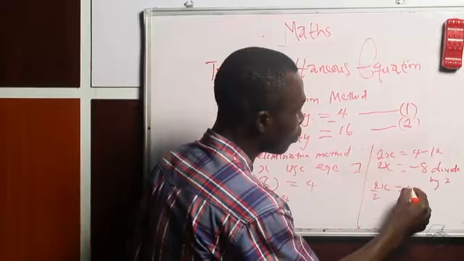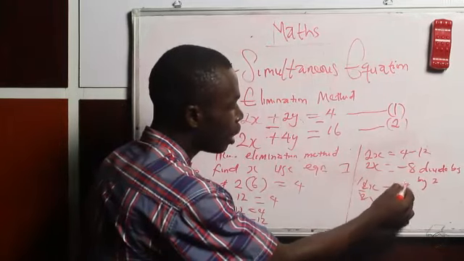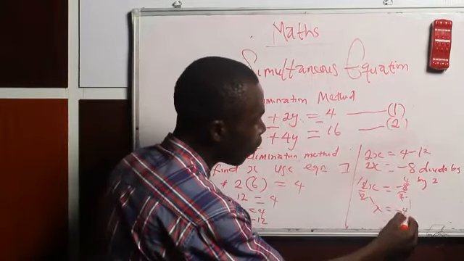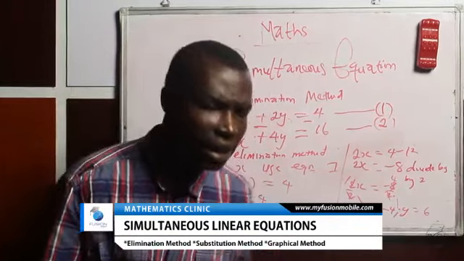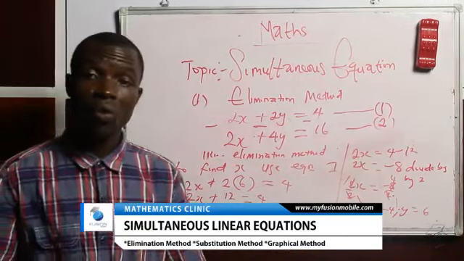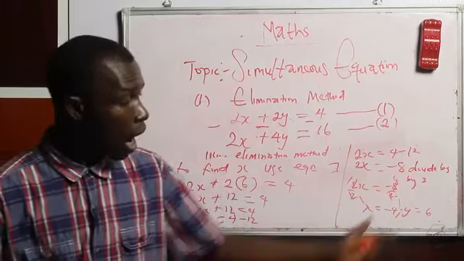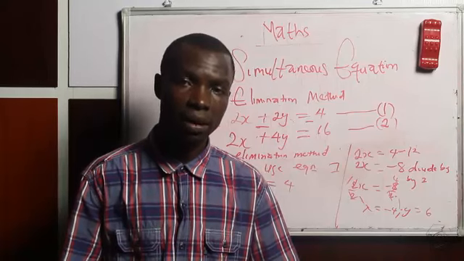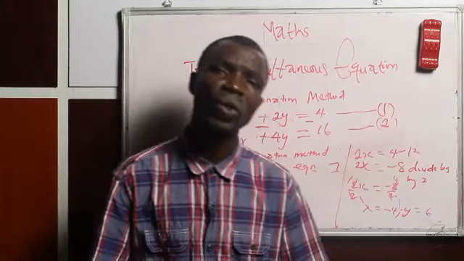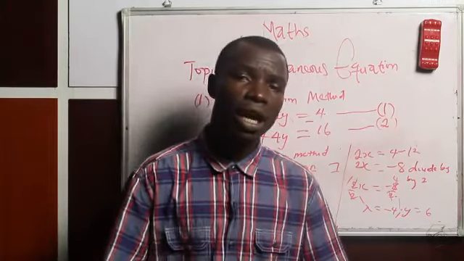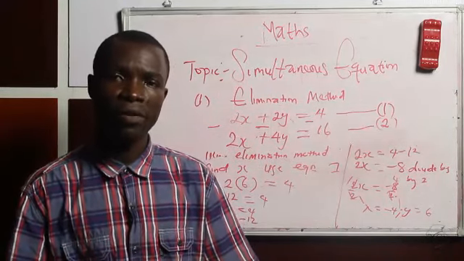2x over 2 equal to minus 8 over 2. 2 divided by 2 is 1, and minus 8 divided by 2 is minus 4. X is equal to minus 4, y equal to 6. So the variables in these equations are x and y, where we used the elimination method to find our x to be minus 4, our y to be 6. I am confident that you understood this elimination method. I'm going to give you a few evaluations to solve so as to know how far we have gone.